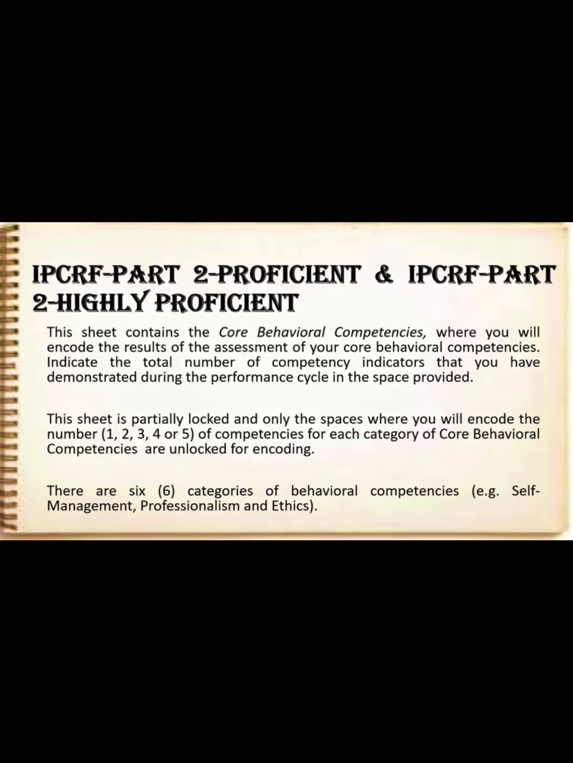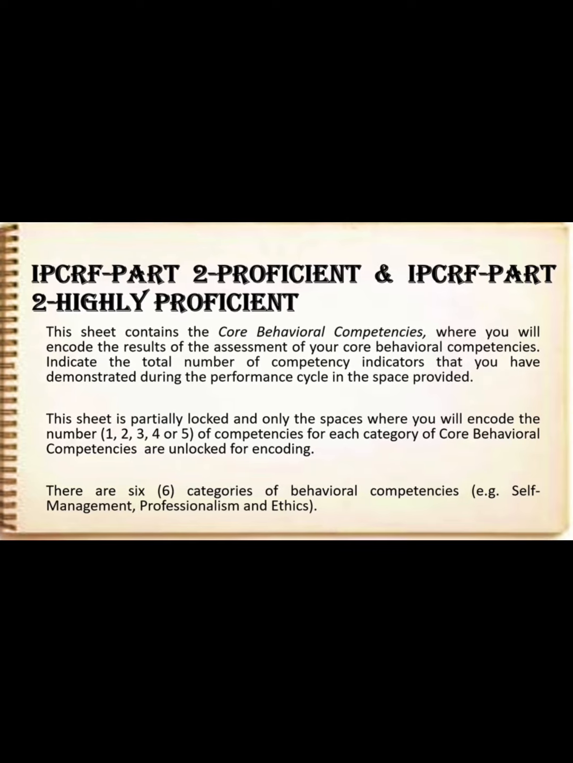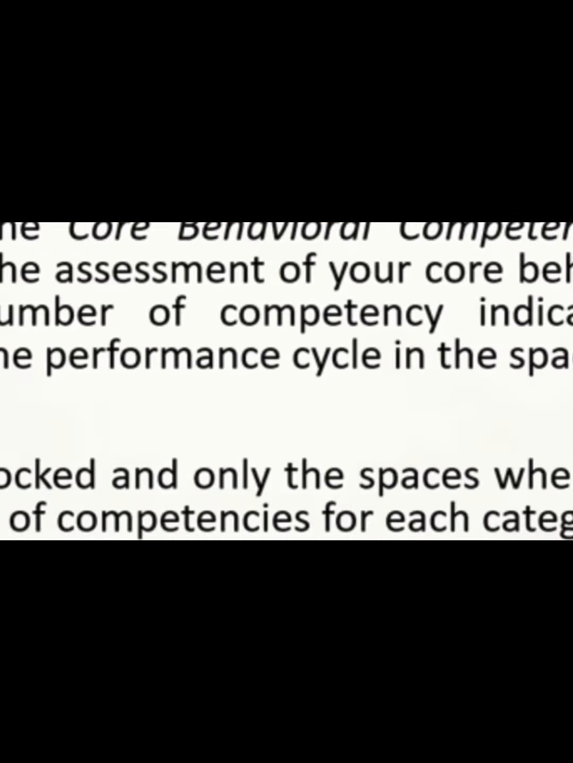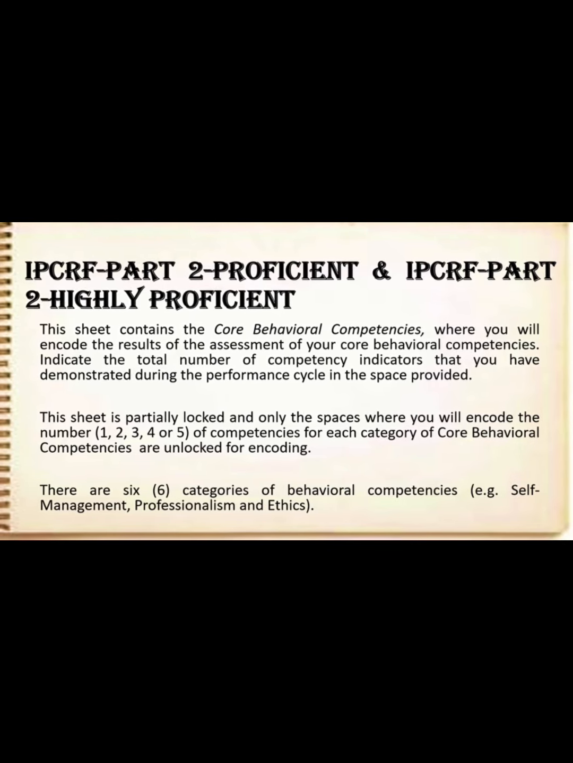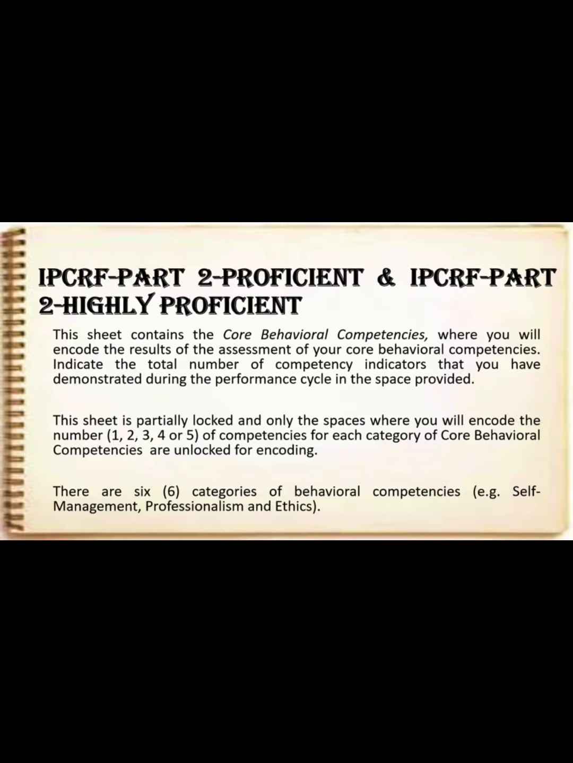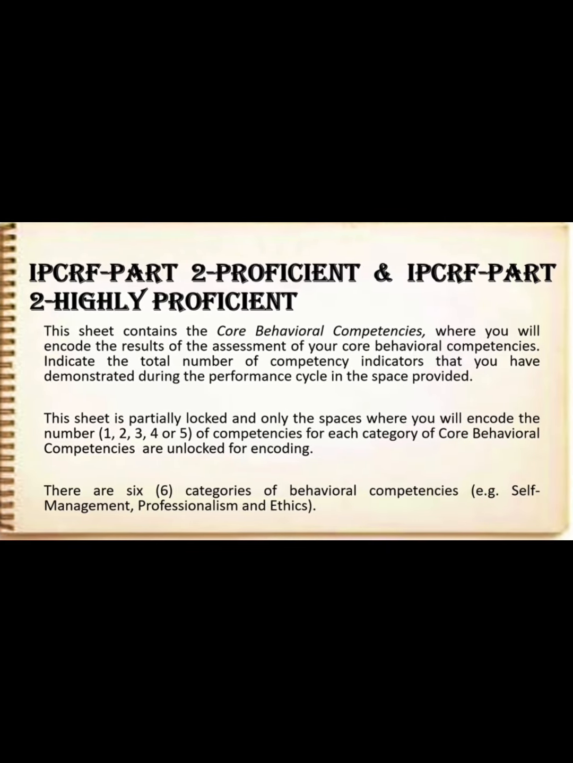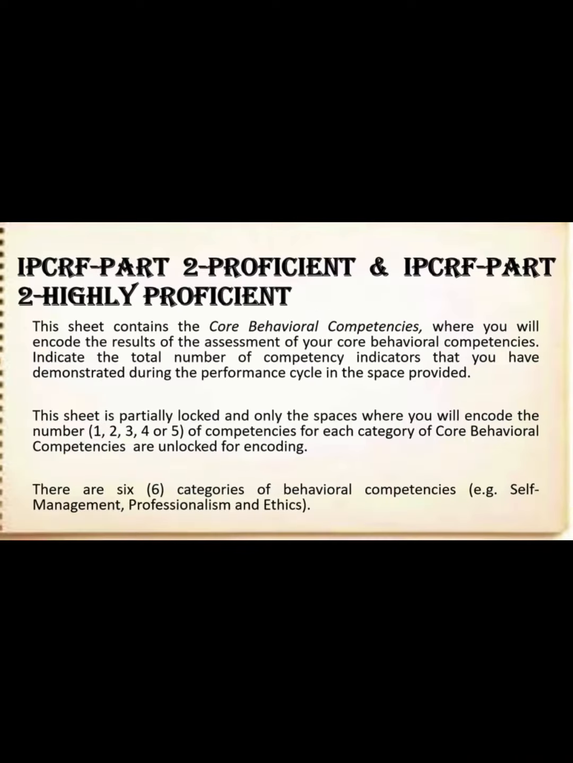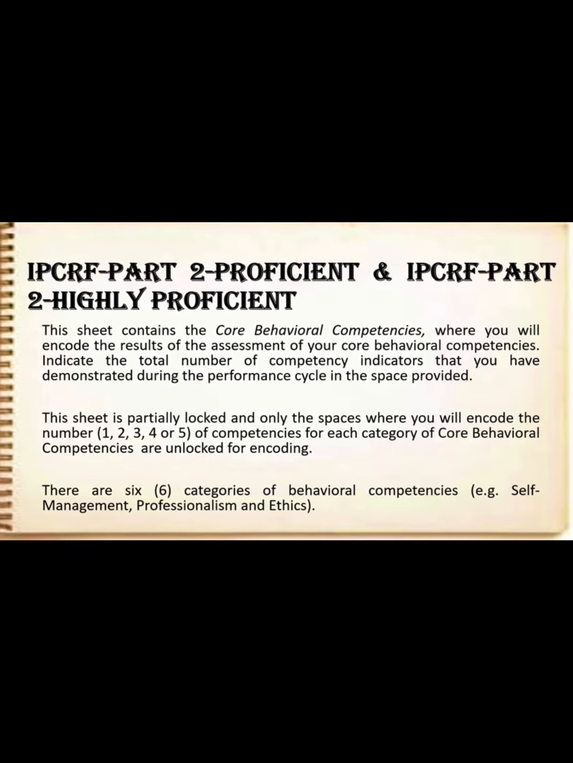This sheet is partially locked, and only the spaces where you will encode the number 1, 2, 3, 4, or 5 of competencies for each category of core behavioral competencies are unlocked for encoding. There are 6 categories of behavioral competencies, such as self-management, professionalism and ethics, and among others.